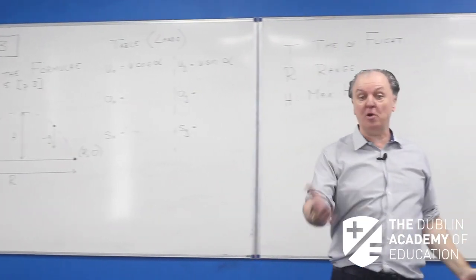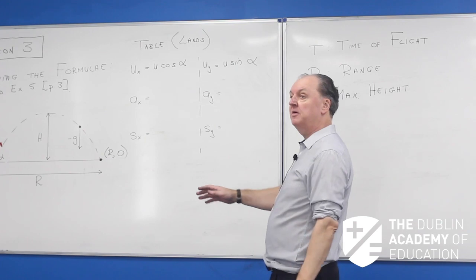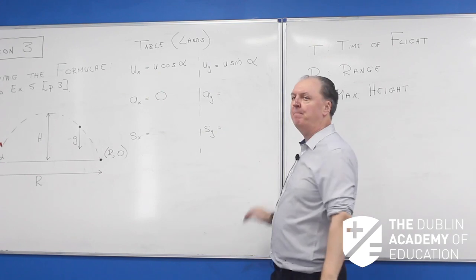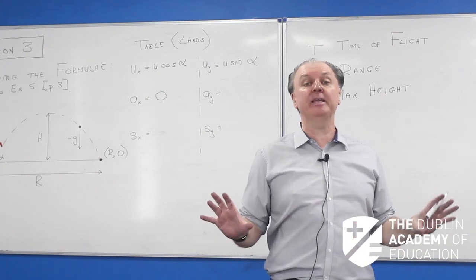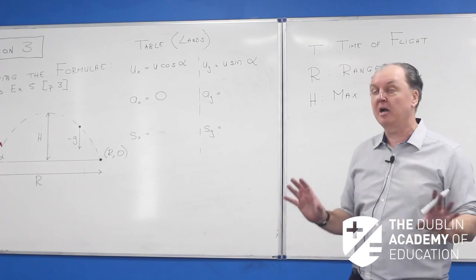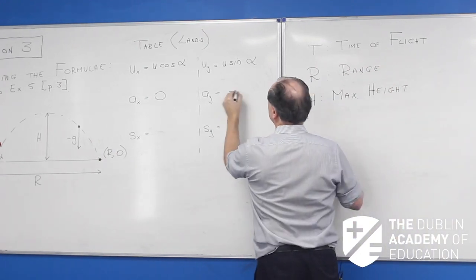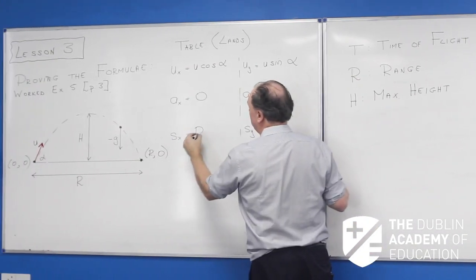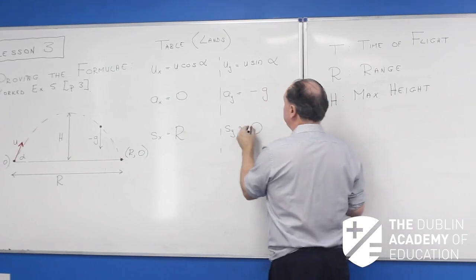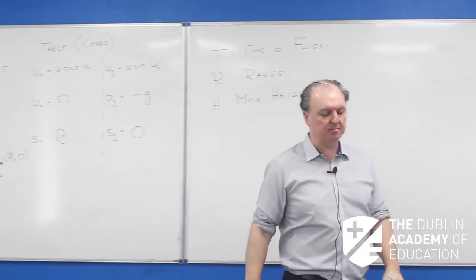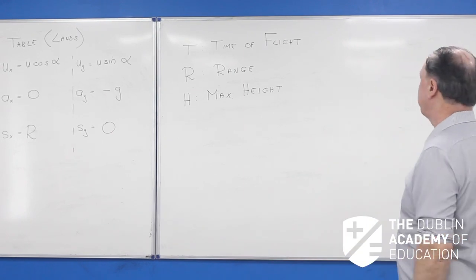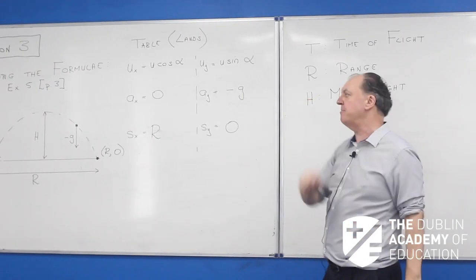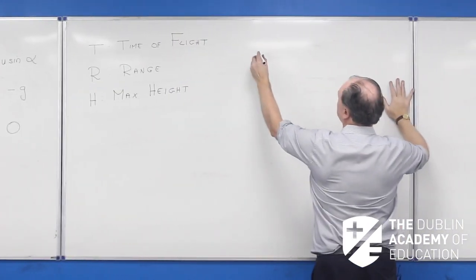ax and ay, they're always the same, aren't they? When we're talking about horizontal planes, ax is 0 and ay is minus 9.8. But because everything is purely algebraic here, I'm going to call it by its letter of g, so it's minus g. Sx, when it lands, is the range, and Sy is 0, because it's at the same level. So where will I start? Well, let me start on the right-hand side here. I'm going to apply my equation, s equals ut plus a half at squared.